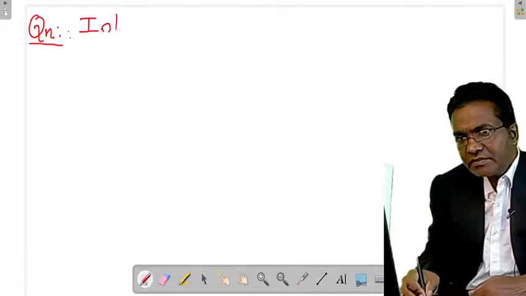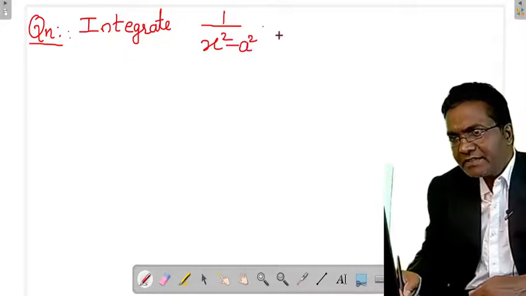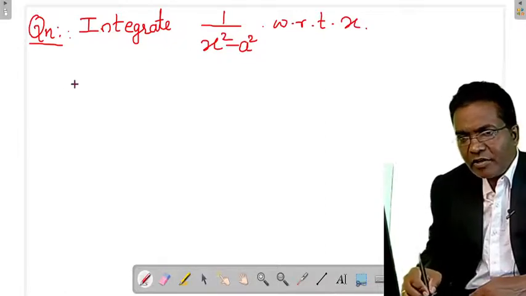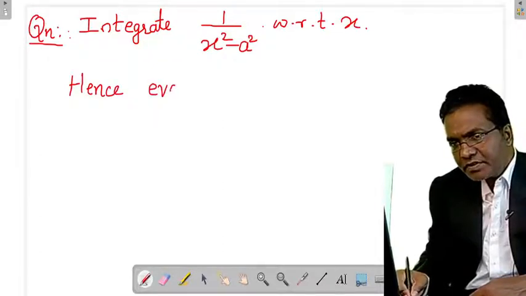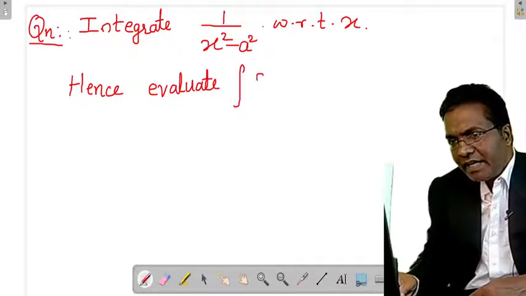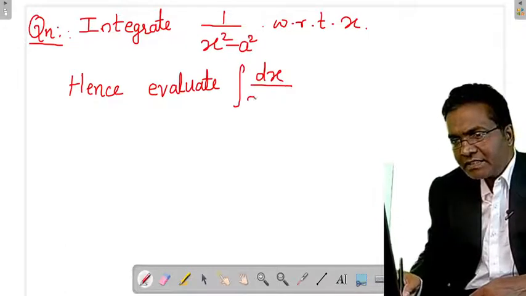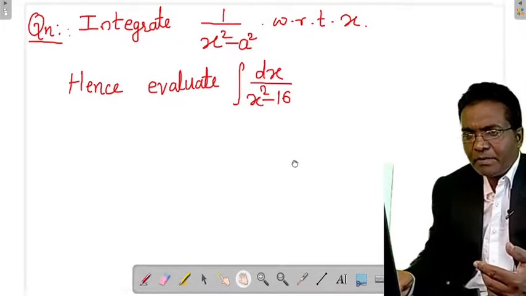Integrate 1 divided by x square minus a square with respect to x, and along with it you will be given one example. Hence, evaluate integration dx by x square minus 16. We'll discuss a few more examples. So this is a sample one.